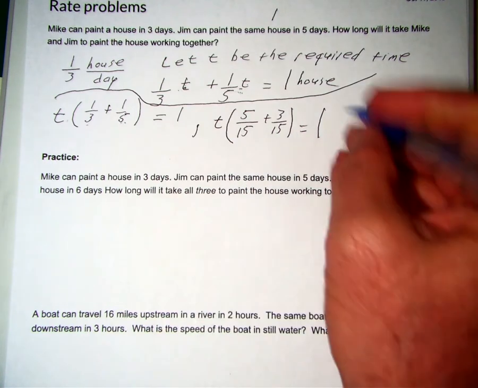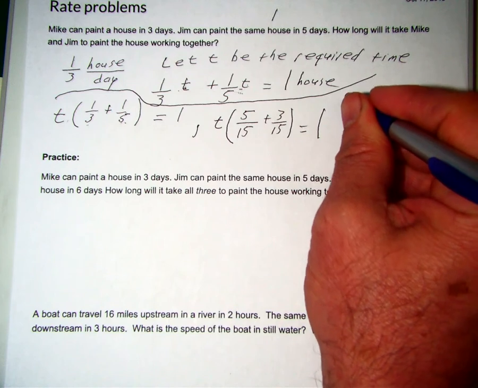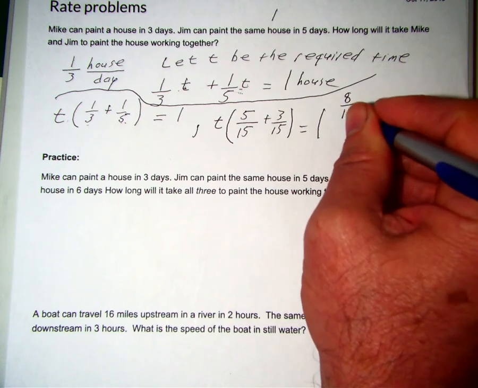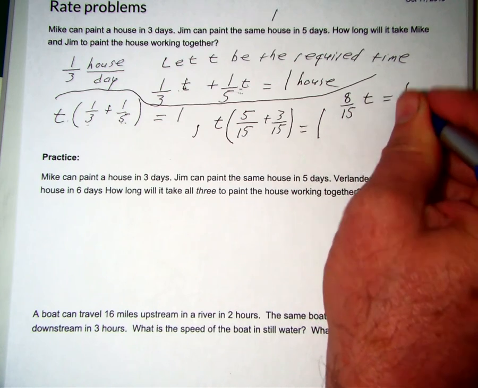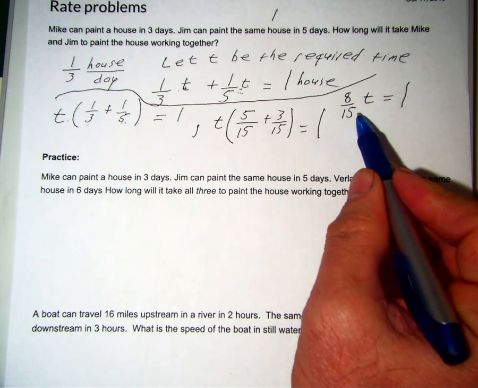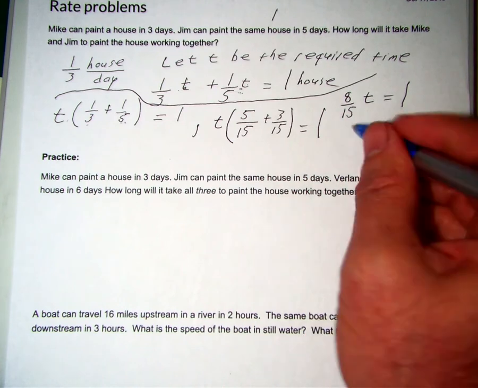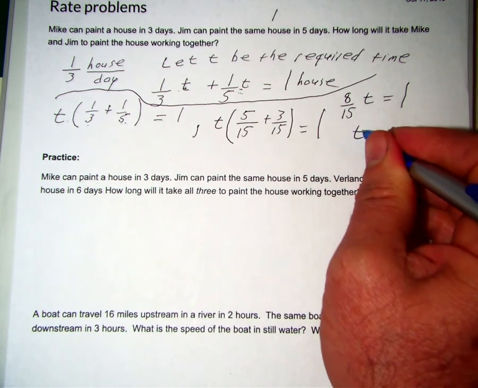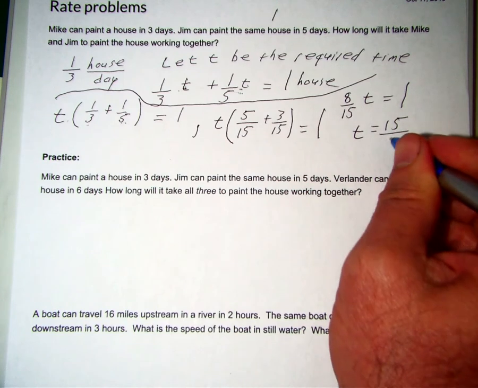Okay, and so continuing, this is 8 over 15. It's conventional to write it out front: 8 over 15 times T equals that one house, right? Well, how do we solve something like this, folks? You can multiply by what they call the reciprocal, or if you don't like that word, multiply by 15 and divide by 8, and you'll get T is equal to 15 over 8, and that's going to be days.